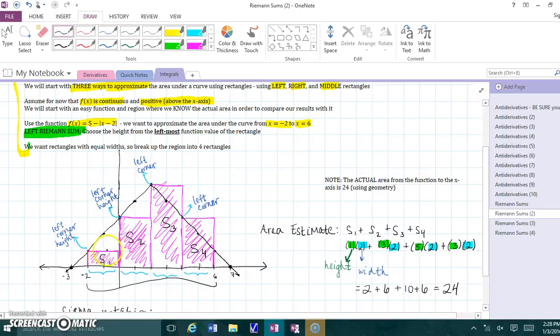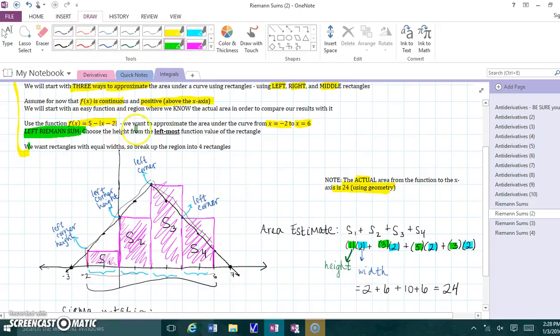Again, we could use geometry and we could break up this area. It's really this whole chunk right here. And we could split it up into a rectangle and a triangle. And you could add those together and you could realize that the actual area is 24. Again, using geometry. Now let's use Riemann sums here and compare.